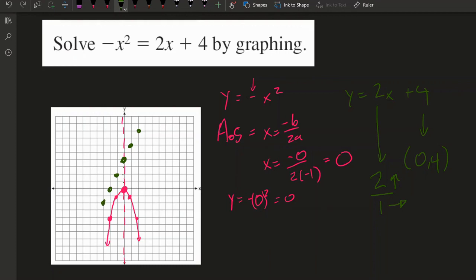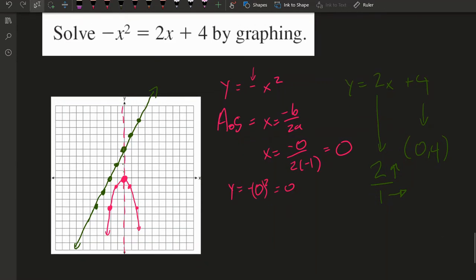And what I'm noticing here is that if I connect the dots, making sure that I go on infinitely in both directions, these actually don't ever intersect. I could continue both the green line and the pink line on forever, and they would never ever intersect. So when I do this, if I try to solve and this happens, the answer is no real solution.